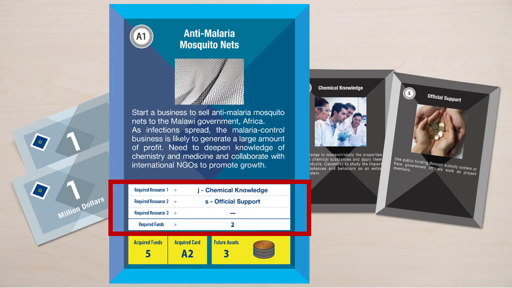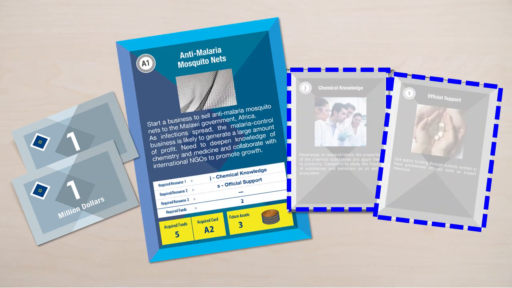The resource types and money required for each project are listed in the required resources and required funds fields on the cards. Note that you will not necessarily have the resources required for your project at the start. You will need to negotiate with other companies to get these resources.